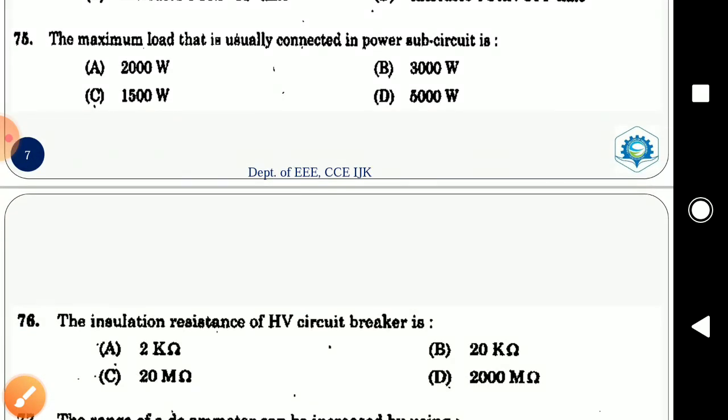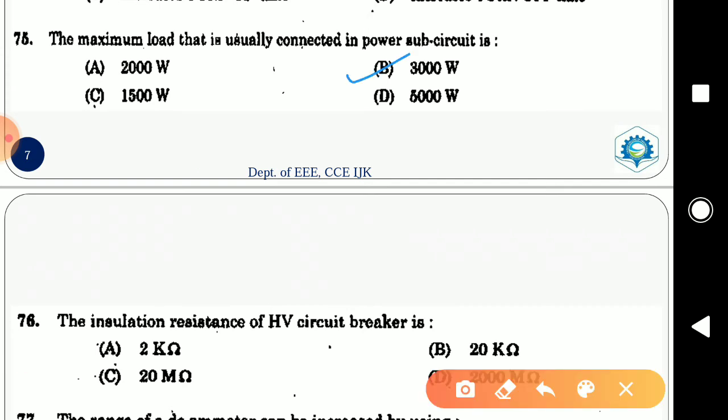Moving on to question 75. The maximum load that is connected in a power subcircuit. In a power subcircuit, the maximum wattage that you can apply is 3000 watt or 2 points. Whichever is lower, only that can be applied to a power subcircuit. 3000 watt or 2 points or 2 outlets.